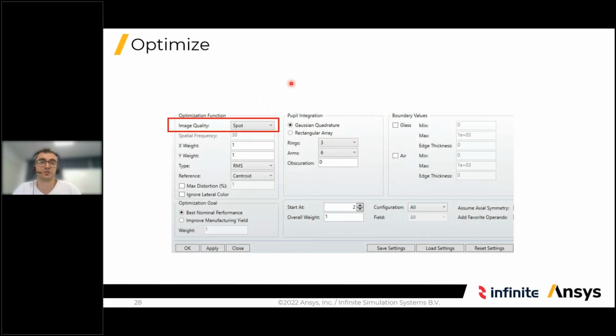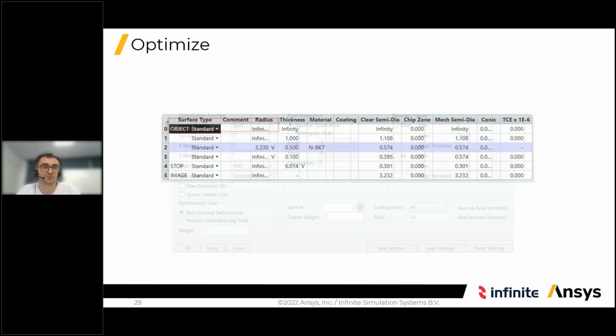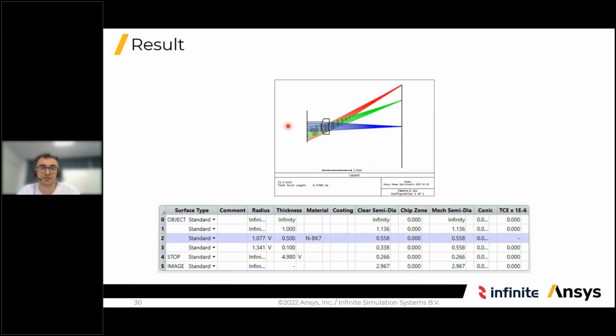So what we are going to do is automatically optimize our system. We're going to specify that we want to reduce the spot sizes. And we are going to define some variables in our system. So here you see that the radius of curvature of the lenses are now variables, the V of variable. And also the distance of the stop surface to the image surface is also a variable. And after optimization, this is what our new lens looks like. It already looks much better at the edges.